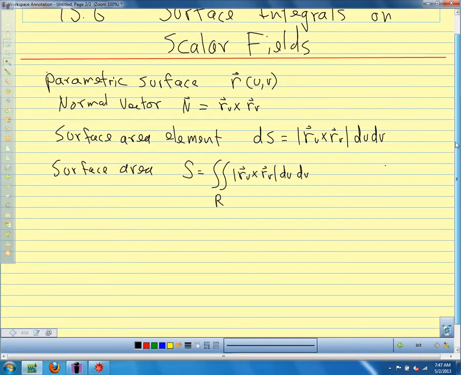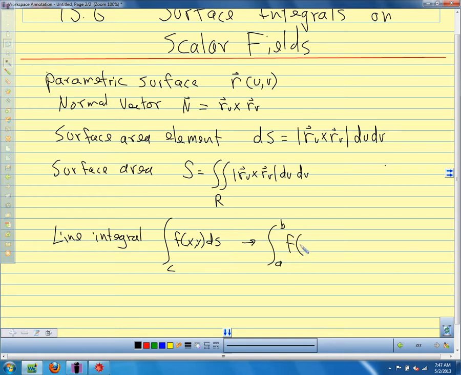Now think back to what we did a couple of sections ago when we defined our line integral for a scalar function. We integrated over our curve, f of x, y ds. And we evaluated that by evaluating from a to b. We expressed our function in terms of our parameterized curve, f of r of t times the magnitude of r prime dt. So we parameterized our curve in terms of t, we expressed f in terms of the parameter, and this is how we evaluated this line integral.